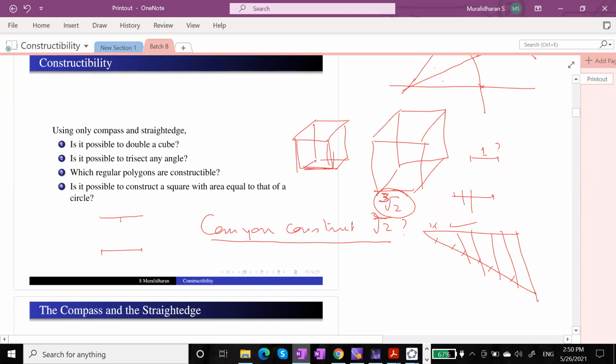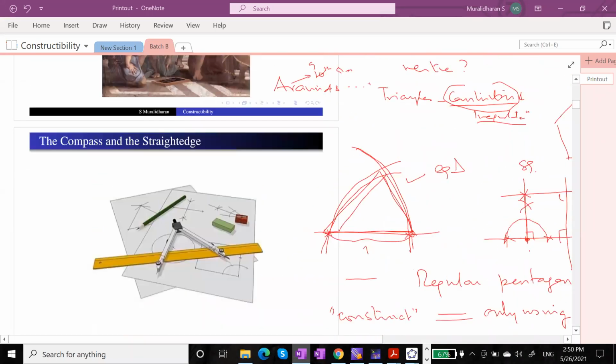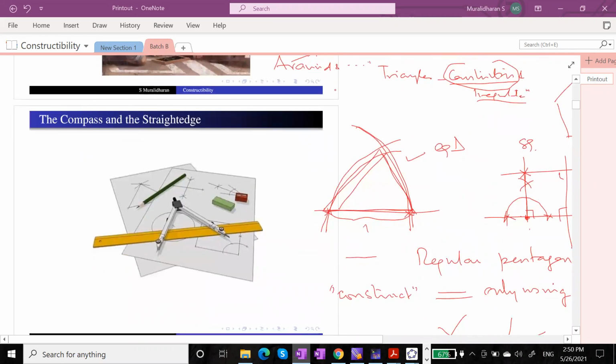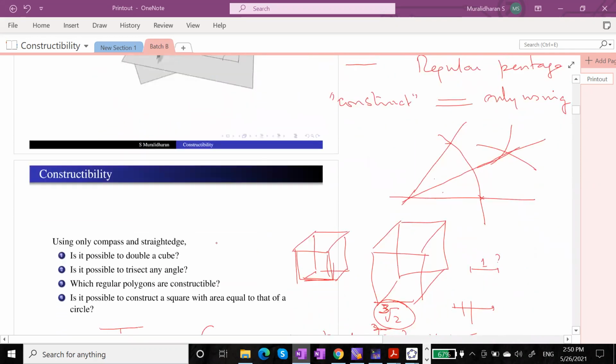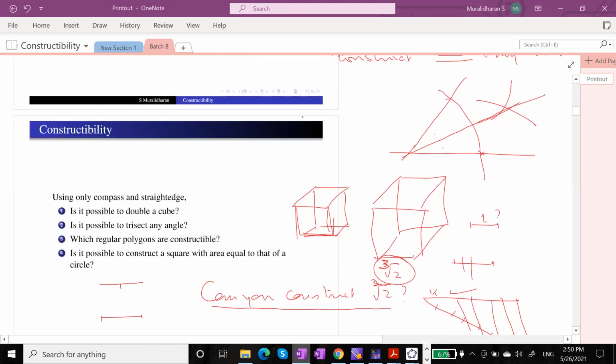Sir, I have a question regarding the previous construction. I do not understand why it is working. Why is it trisecting the angle? Okay, that's for you to find out. Okay, sir. Sure. I just drew the circles, that's all. So that's for you to find out why it constructs 30 degrees. It's a simple geometric problem.